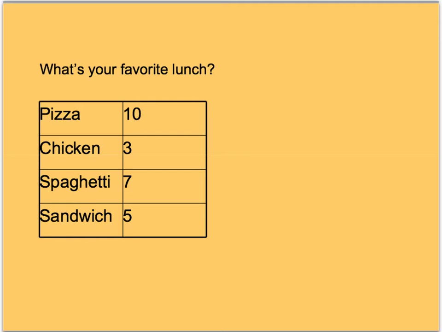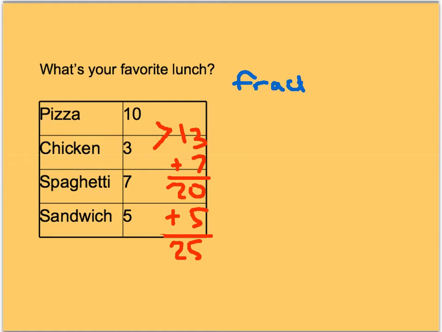To draw our circle graph, first off, we need to figure out how many people we surveyed. 10 plus 3 is 13, plus 7 is 20. And then if we add 5 to that, we get 25. That gives us the total number of people that we surveyed. The reason that is important is that we're going to express each of these pieces for our circle graph as a fraction.